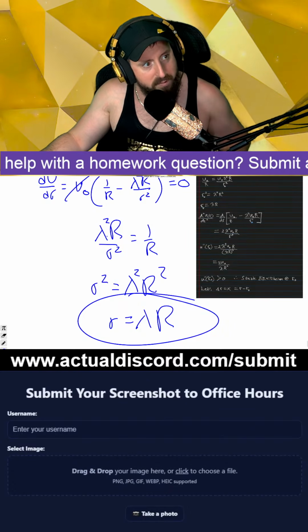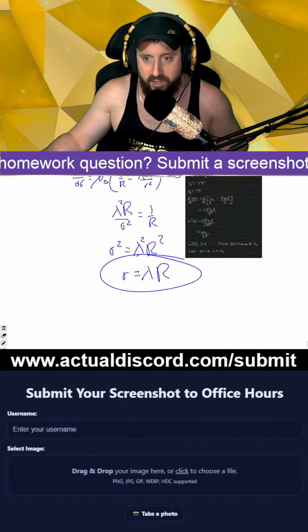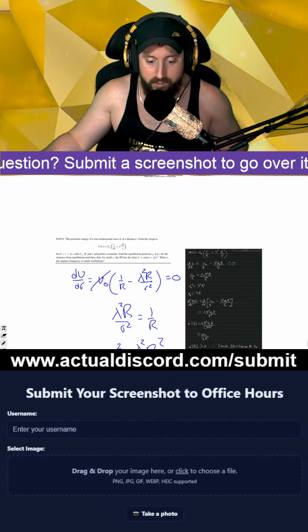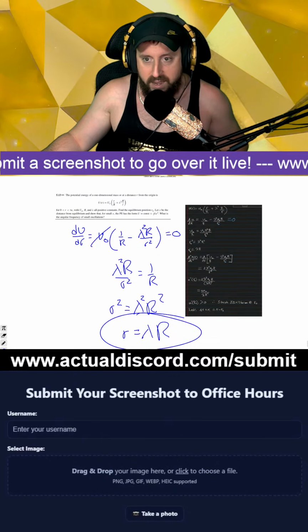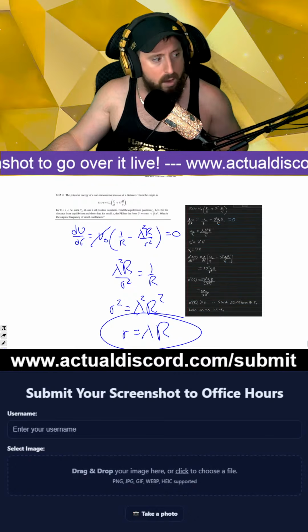What subject is this? I'm guessing it's classical mechanics. Classical mechanics 1. Okay, so this is undergrad physics, college level. Mechanics.